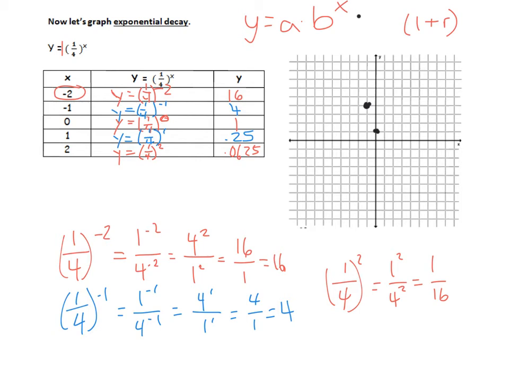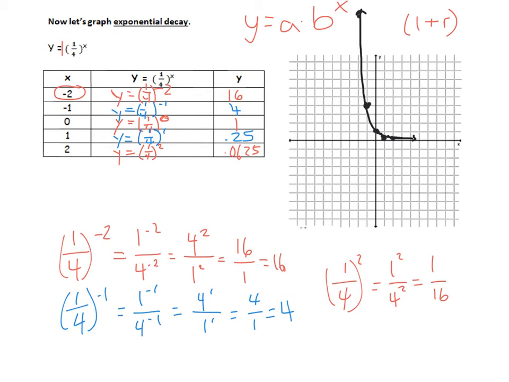1, 0.25. So we're going to go over 1 on the x-axis, and we have to go up 0.25, which would be 1/4 of the way to 1. So right there. And then we have 2, 0.0625, which is practically on the x-axis, but not quite to it. So there's our curve. We're going to go ahead and draw the curve. And notice I'm not going to cross over the x-axis because this will never cross over the x-axis.